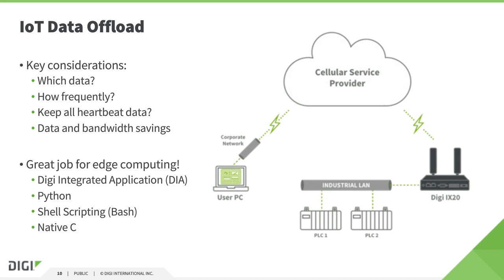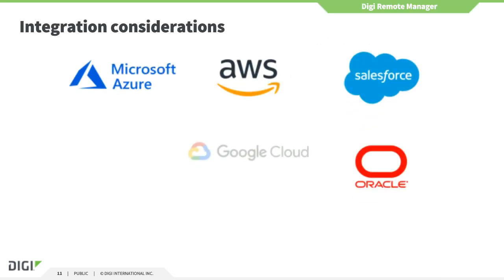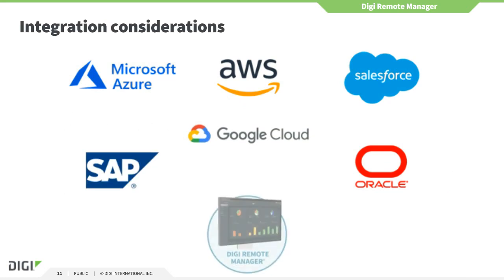So when you take these types of approaches, you can realize data and bandwidth savings and enjoy a little bit more efficiency. And that's where edge computing becomes really appropriate to the application. So I've already kind of covered the examples of edge computing that Digi tends to provide. So the other thing to think about is, how are you going to integrate your data? What are you going to do?